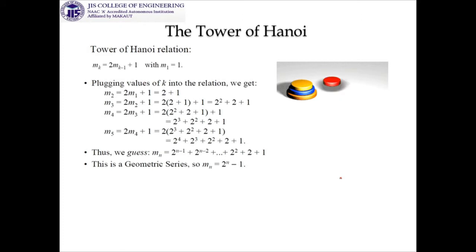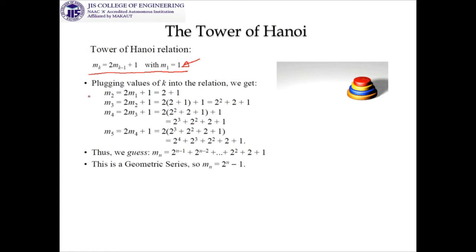Now the mathematical representation of Tower of Hanoi. So this is the relation in Tower of Hanoi: m_k is equal to 2 times m_(k-1) plus 1, and obviously with m_1 equal to 1, that means the initial value. Now plugging the values of k into the relation, what do we get? We get m_2, that means k equal to 2, is 2 times m_1 plus 1, and as m_1 is 1, it will be 2 plus 1, that is 3.